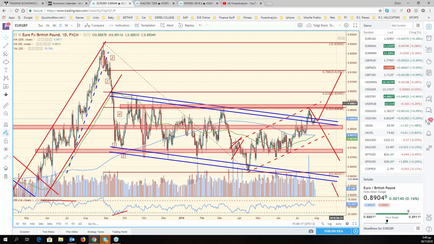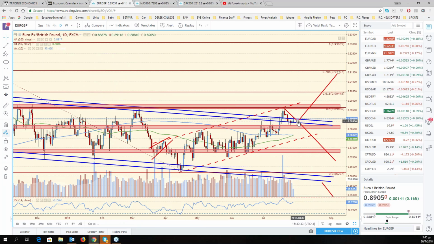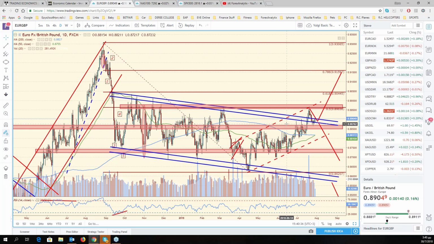So seeing a pullback from there makes sense. But on the other hand, what did the pair actually do? It came down, it retested this breakout area, and it seems to be picking up a bit from here. So, if you are bullish, this doesn't look like a bad setup.